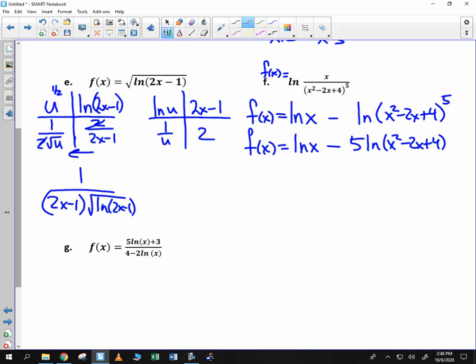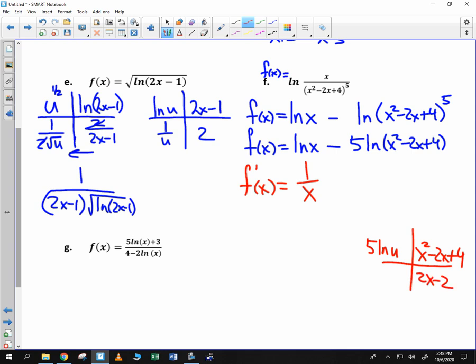Now we go ahead and take the derivative. The derivative of natural log of x is just 1 over x. For the second part, we set up the chain rule. We have 5 natural log of u, and u is x squared minus 2x plus 4. The derivative of x squared minus 2x plus 4 is 2x minus 2. And the derivative of 5 natural log of u is 5 over u. As we multiply those together, we get 10x minus 10 over x squared minus 2x plus 4.